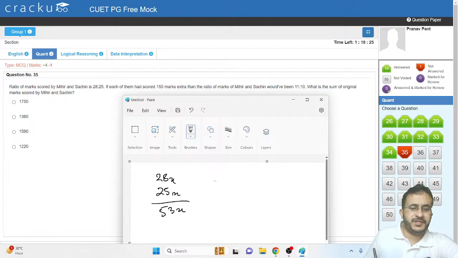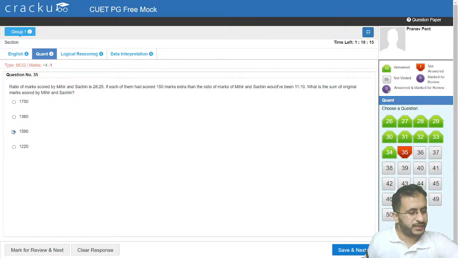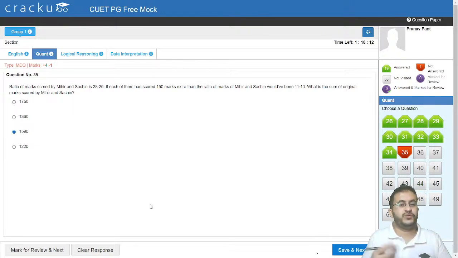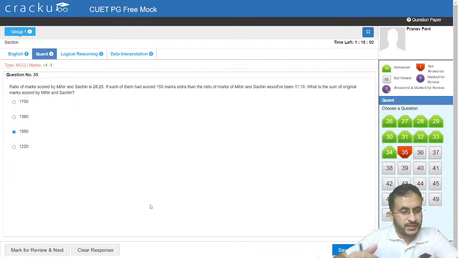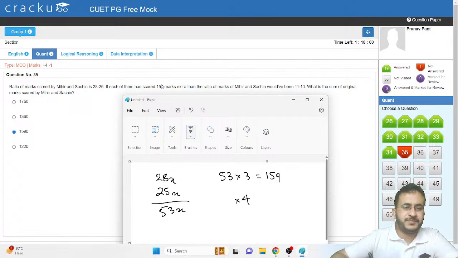Now see, 53 into 3 is 159. If you take 4 times it is more than 200, and 2 times is 106. This is the direct answer. You do not need to solve further. If you happen to see such loopholes in questions, you should not be making equations and solving them. The purpose is to save as much time as possible.